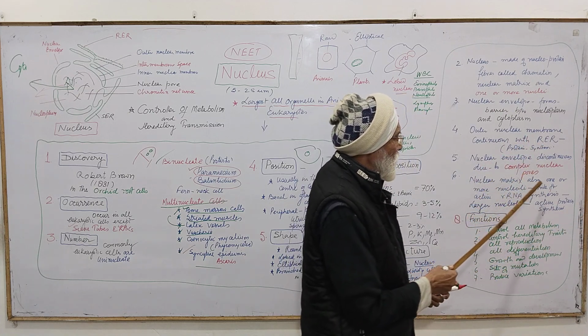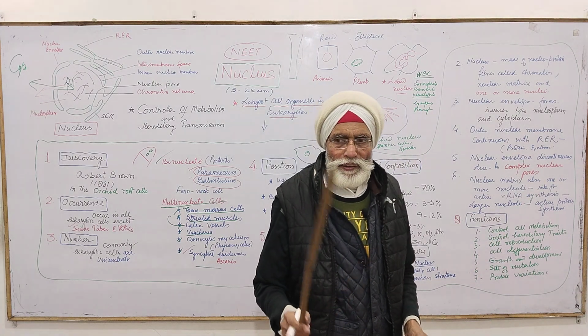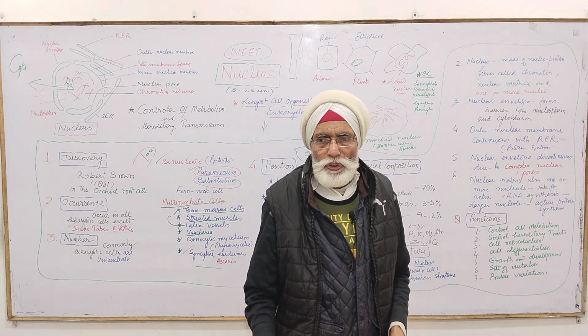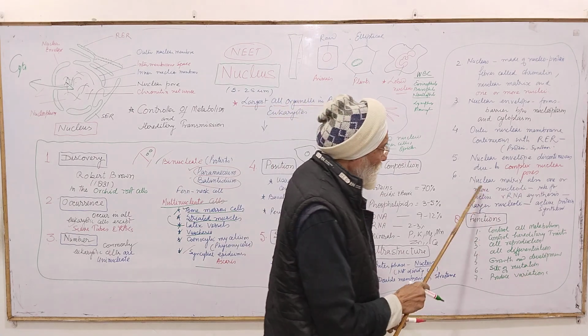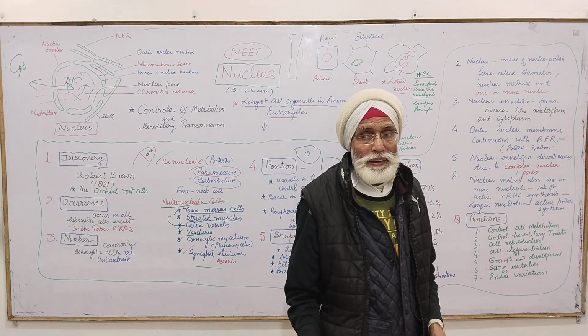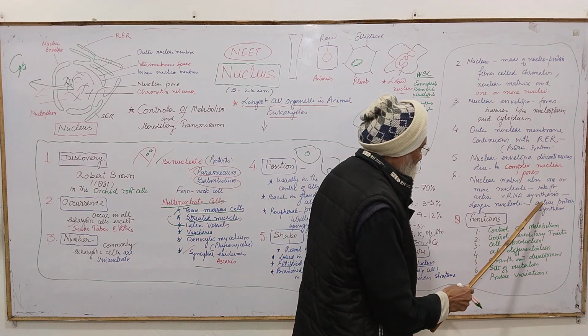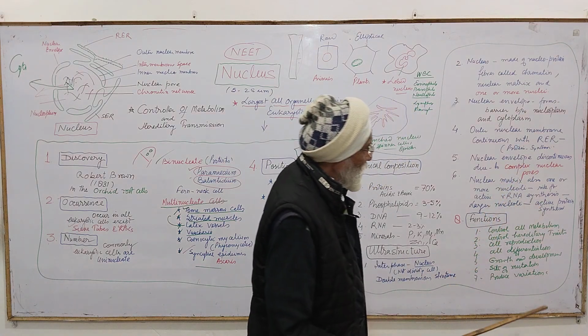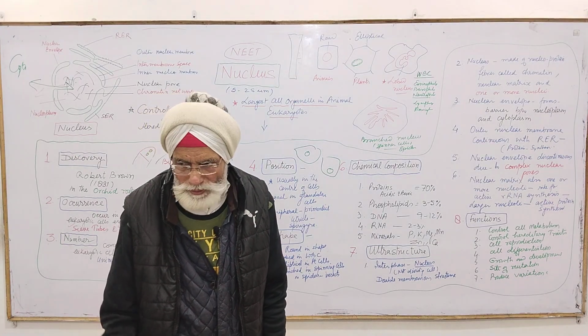The nuclear matrix is there, and also one or more nucleoli, and nucleoli are the site of ribosomal RNA synthesis and ribosomal protein production. All are very important, because without rRNA you can't imagine a ribosome, and tRNA is also synthesized in the nucleus. Ultimately, we are coming to the functions of the nucleus.